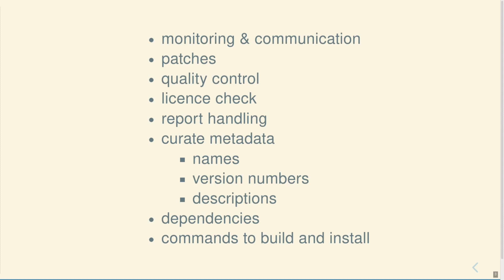But as part of this system integration, packagers also do quality control, verify that the entire distro actually works together, and check licenses, verify that we can legally distribute it all together. We handle reports from users, since we often need to add system-specific info before we pass the report on to the upstream. We need to curate metadata, provide names that don't conflict, version numbers that can be compared uniformly, and descriptions that fit the distro style.